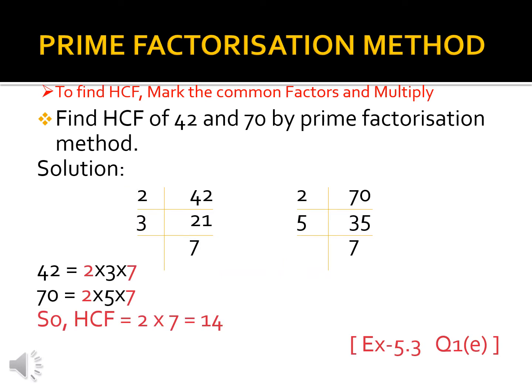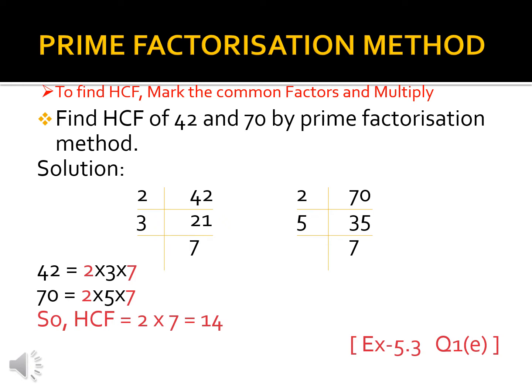Let's start with prime factorization for finding HCF. Now, what do we do here? We mark the common factors and multiply, right? Prime factorization we just studied. So after the prime factorization, we just mark the common factors and we multiply those common factors to find the HCF. The example will make it more clear to you.